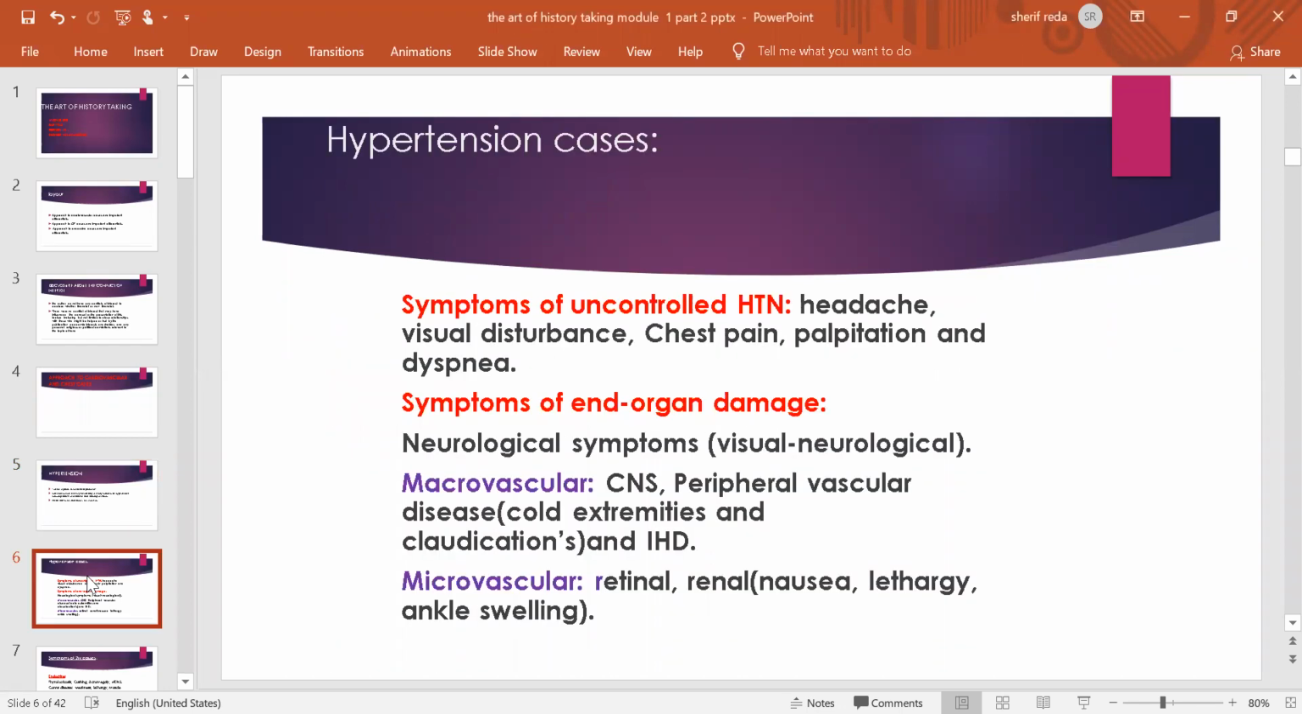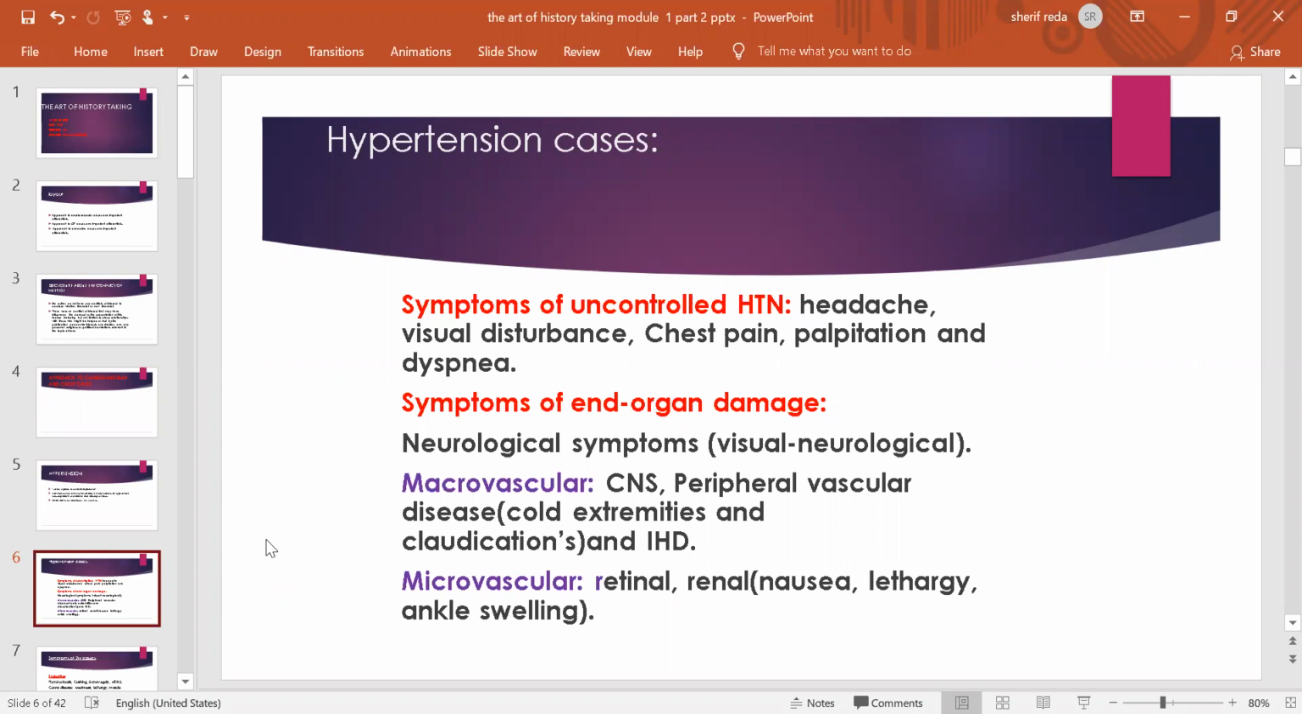We will start with the history of present illness. In the history of present illness in a hypertension case, we will start to ask about symptoms of uncontrolled hypertension, like headache, visual disturbance, chest pain, palpitation, and dyspnea. We all know that most cases of hypertension have no symptoms, but sometimes if the blood pressure is very high, the patients might be symptomatic, like, as I told you, headache and visual disturbance and so on.